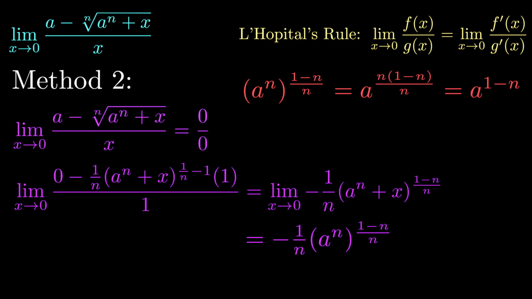So we have a raised to n multiplied by 1 minus n divided by n, and the n's cancel, so we're left with a raised to 1 minus n. And if we rewrite a raised to 1 minus n as 1 over a raised to n minus 1, we get the following final answer of minus 1 divided by n multiplied by a raised to n minus 1, which agrees with our answer from method 1.